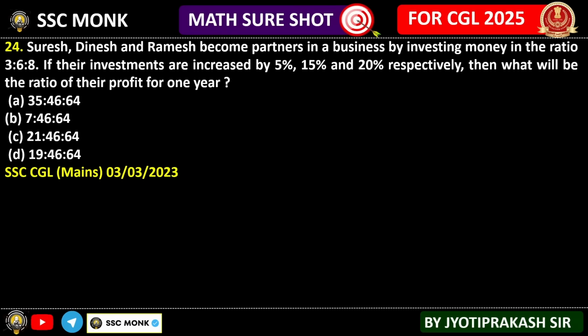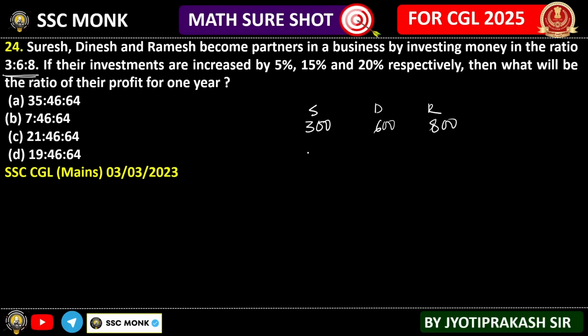In this sort of case, you will solve it like this. Sir, Suresh here, Dinesh here, Ramesh here. Ratio was 3:8, but percentage increase. So I will write 300, 600, 800. By writing this, it won't change the original ratio given. Okay. Now 5% increase here.